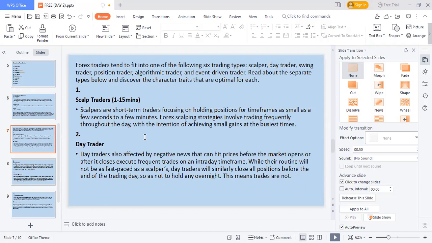Now, day traders are similar to scalp traders. They also don't like their trade to go over to the next day, because whenever a trade goes over to the next day, there's something called a swap fee. That fee is a fee the brokers charge you whenever the trade goes over to the next day.